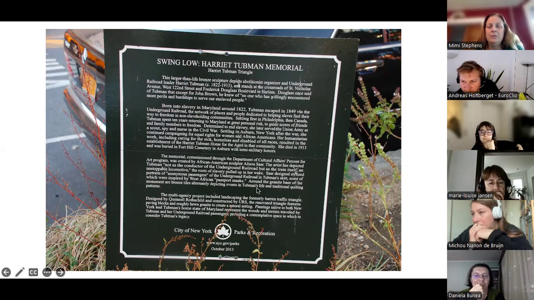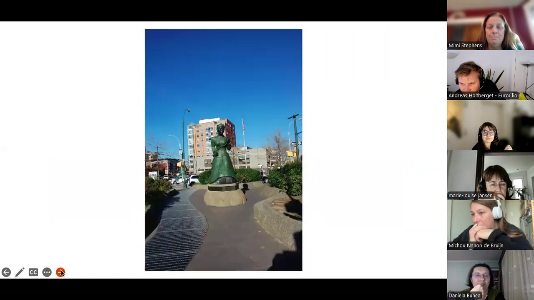Her style was inspired by West African passport masks, and around the granite base of the monument are bronze tiles alternately depicting events in Tubman's life and traditional quilting patterns. Okay. So that's what you would see as you enter. Spend just 10 seconds looking.